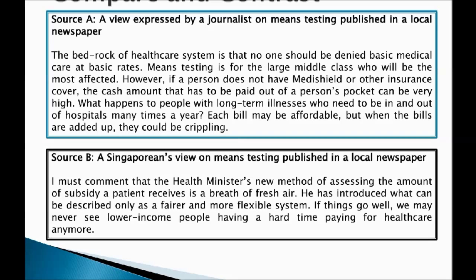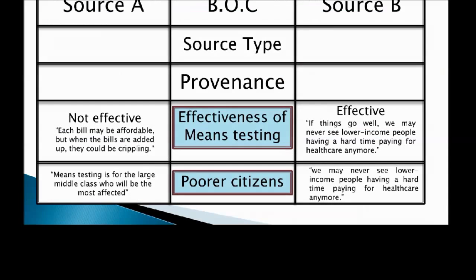Alright, just now earlier I actually pointed out one similarity, which is means testing. Here is for the large middle class and here is for the lower income people. So basically, they are for the poorer people in the Singapore society, or poorer citizens of Singapore. Do you get that? So this is how it should look like in your T-chart. So once you say that it's poorer citizens, all you got to do is to pick out the clue. Okay, it's for the large middle class and for the lower income people.